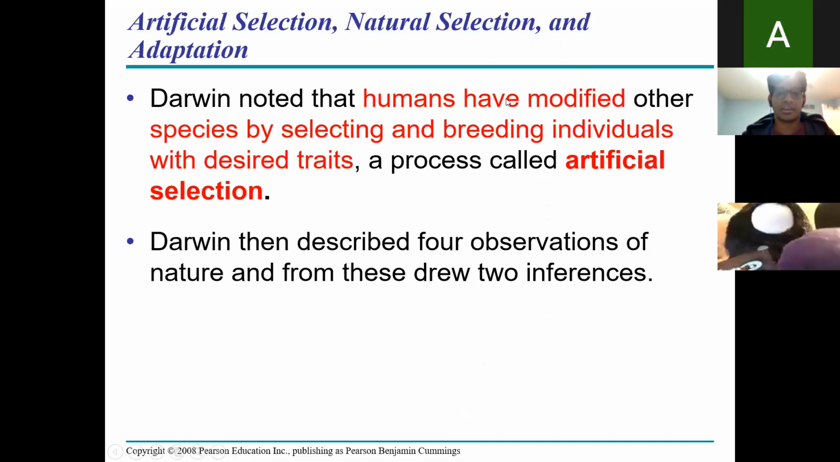Darwin noted that humans have modified other species by selecting and breeding individuals with desired traits. So this is artificial selection. You select for certain traits and you breed those certain traits, and you end up with those certain traits being more prominent.